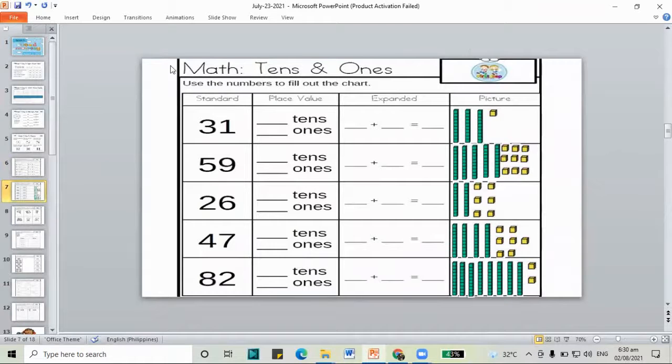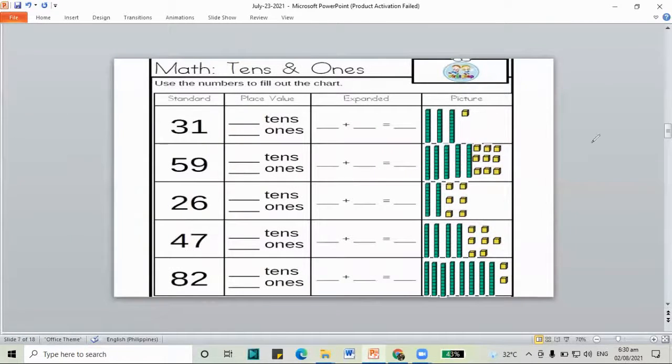We have our place value. Now remember, the number on the left side, that's the tens. The number on the right, that's the ones place. If we have 31 here, in the tens place is 3, in the ones place is 1. If we add 30 and 1, that makes 31. How do we make the picture? Remember, 10 boxes in a straight line will be the drawing to make your tens value. So we have to skip count. 10, 20, 30. This makes 30. And you add one more box to make 31.